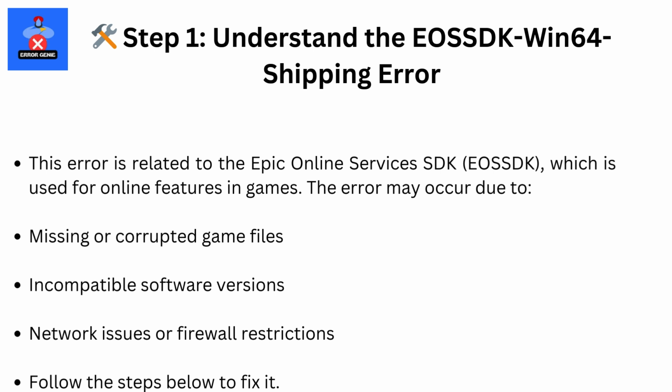Understand the EOS SDK-Win64-Shipping error. This error is related to the Epic Online Services SDK, EOSSDK, which is used for online features in games. The error may occur due to missing or corrupted game files, incompatible software versions, network issues, or firewall restrictions. Follow the steps below to fix it.